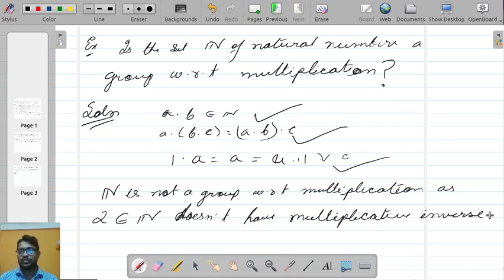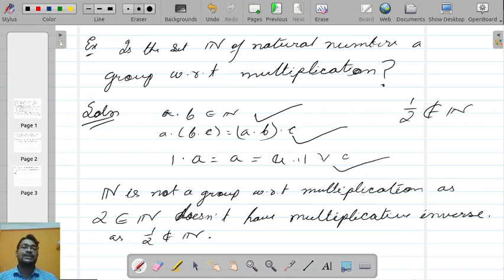Okay, so what is the possible multiplicative inverse of 2? It is half. Half doesn't belong to the natural numbers. Half is the possible multiplicative inverse of 2, since half times 2 is 1, right? But the element half is not a natural number. So N is not a group with respect to multiplication.